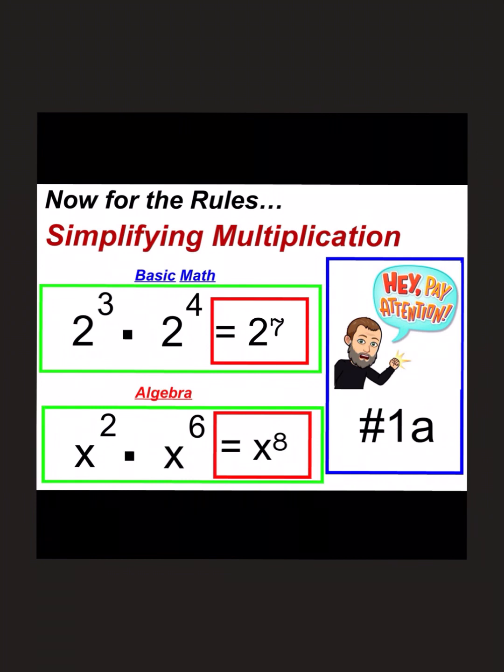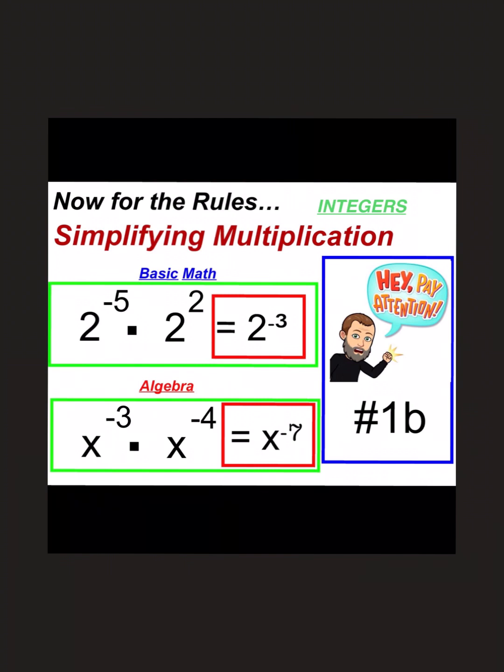Now remember, the base values need to be exactly the same. If the base values are different, you cannot do this rule. Now here is the second part to the same rule, but this time we are using negative and positive values. Again, the example in the basic math has 2 as a base value. All right, but this time the exponents are -5 and 2.